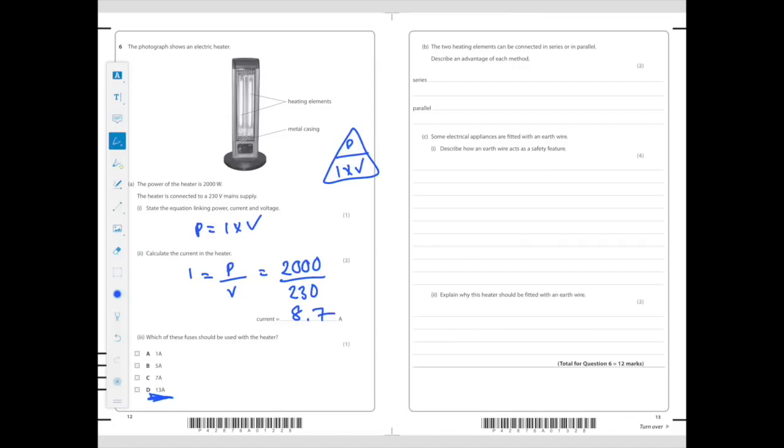Explain why this heater should be fitted with an earth wire, and the obvious thing here is because it has a metal casing, and remember, metals are good conductors of electricity.